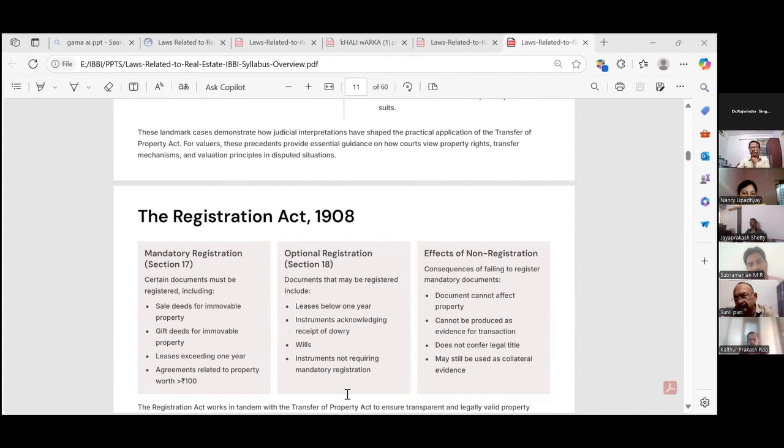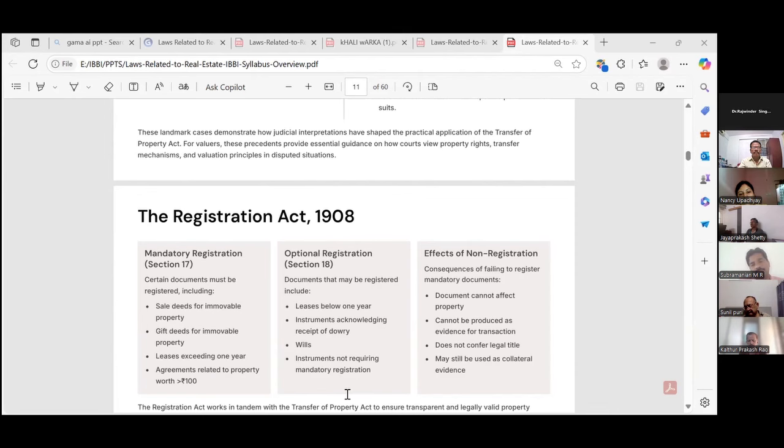One is the Registration Act 1908. It is related to the Transfer of Property Act because the property has to be registered, and it has to be registered under the Registration Act 1908. It says that all those properties which are having values greater than 100 have to be registered. If it is an immovable property, it is mandatory registration.